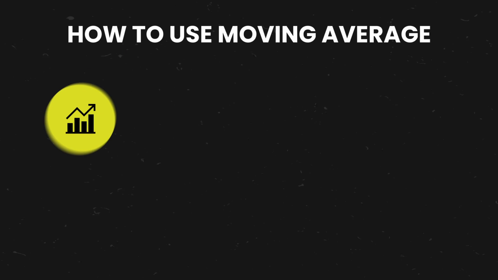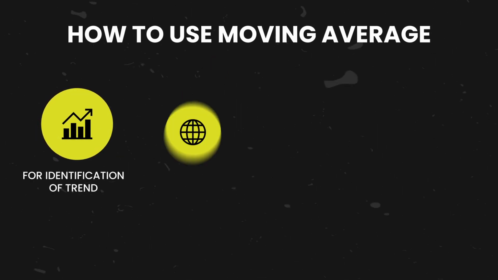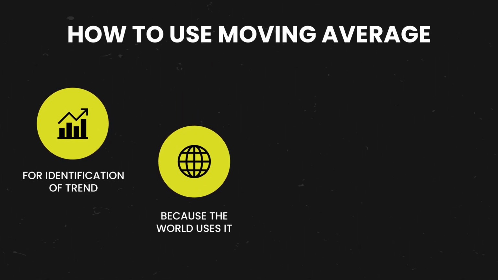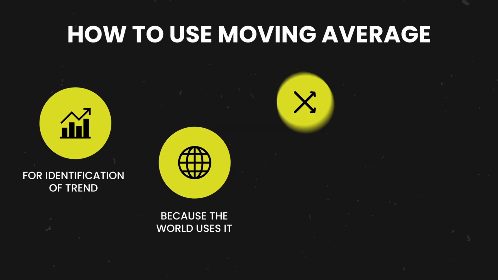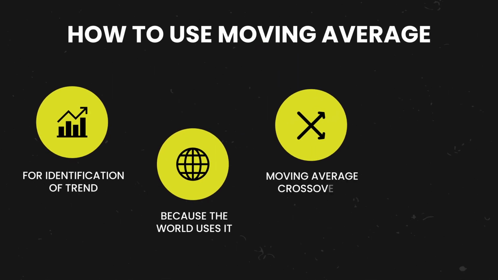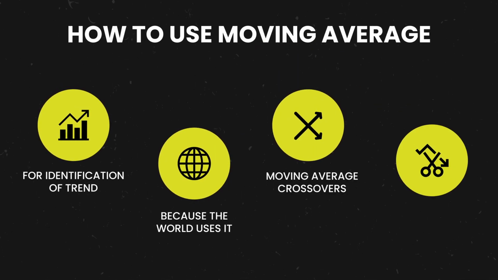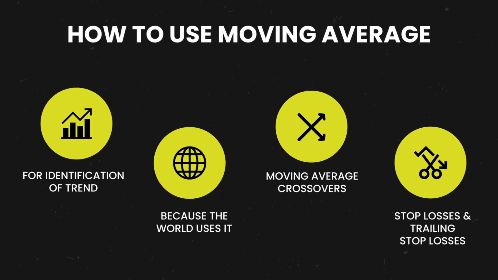There are four things which we look out for. First is to identify the trend. Second is because the world uses it. It's interesting, we'll see later. The third one is for moving average crossovers, and finally to use it as stop losses and trailing stop losses. Now we go to the first part, which is identifying the trend.